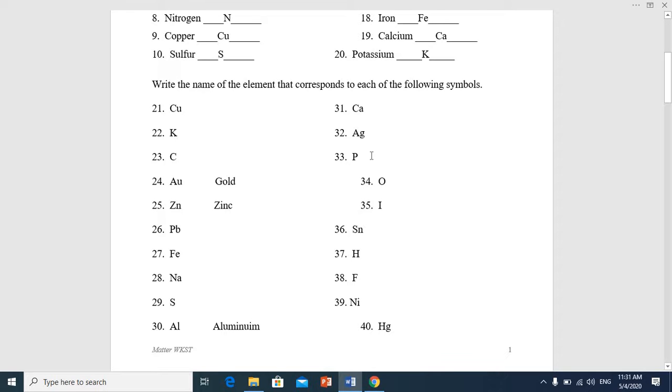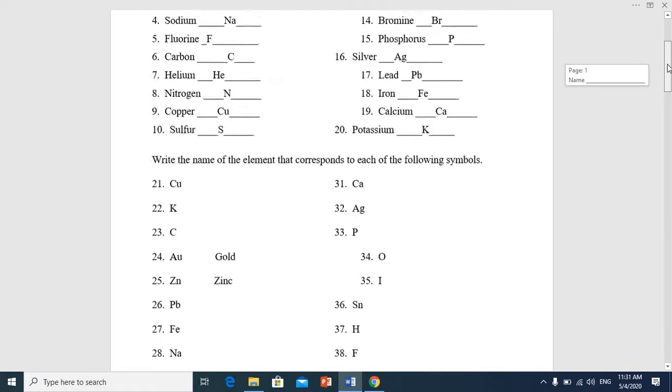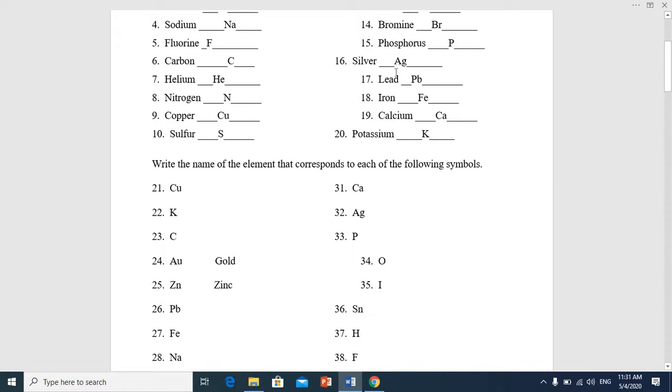Okay, then Ca is calcium, you can see it here. Ag is silver, we wrote Ag here. P is phosphorus. O is oxygen. I will be iodine.